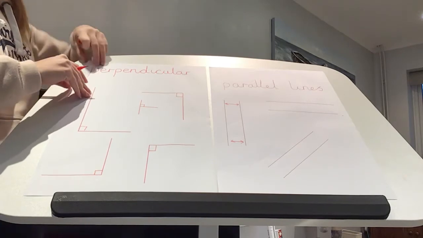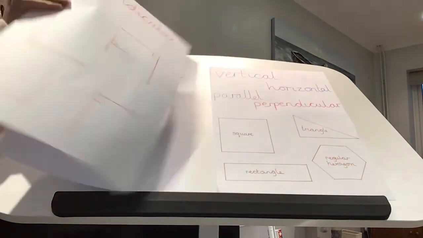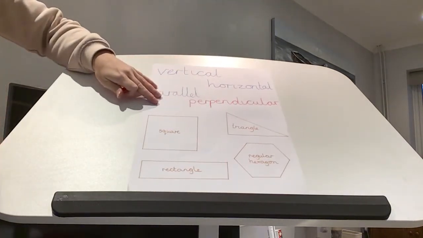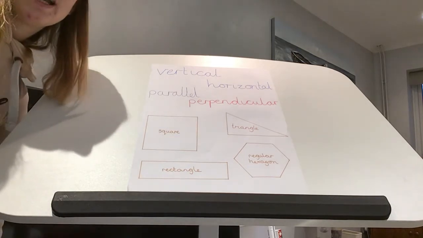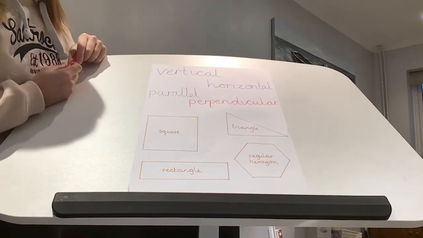So now I'm going to show you some shapes. Here are the shapes, and I wonder what type of lines you can see within these shapes. I'm just going to give you a minute to have a think, and then I'll have a go with you.